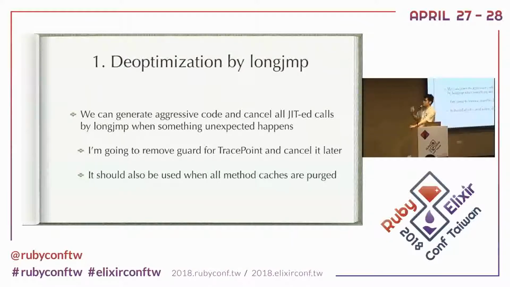And when the assumption is wrong, like if trace point is enabled, RubyVM converts all the bytecodes to the traced versions. So it's a very unexpected situation for the JIT compiler. Currently JIT code has a guard for trace point, but it's of course slow. So I want to remove the guard from JIT code by using the wrong jump.